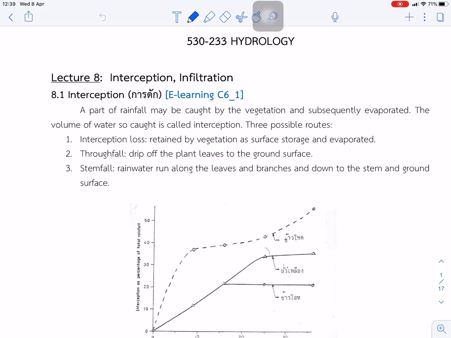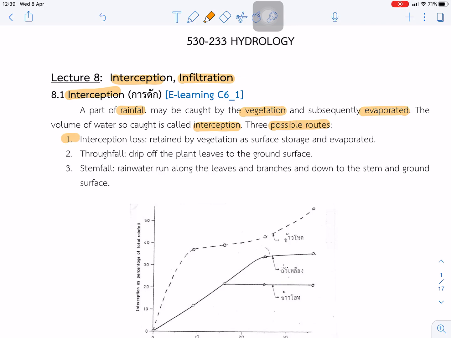Interception, infiltration. Okay, and the first part is interception. The rainfall is intercepted by the vegetation and evaporates to the air, and the volume of water can be called interception. There are three possible routes for interception.